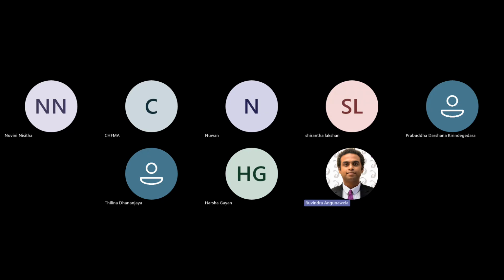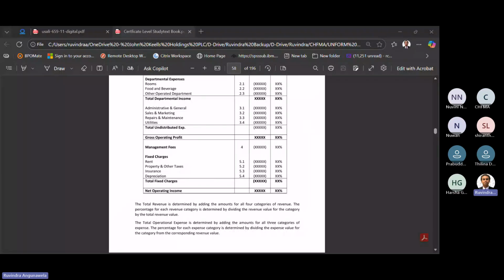Right, I hope you see this on screen. Right? It's visible on screen, correct? The study text.